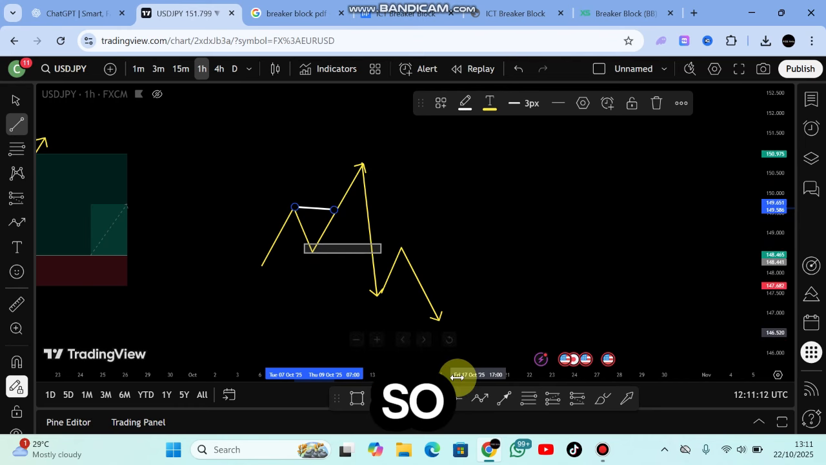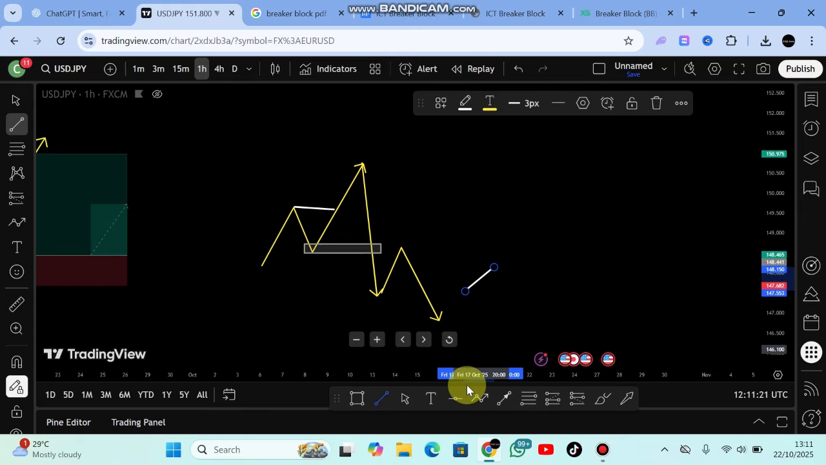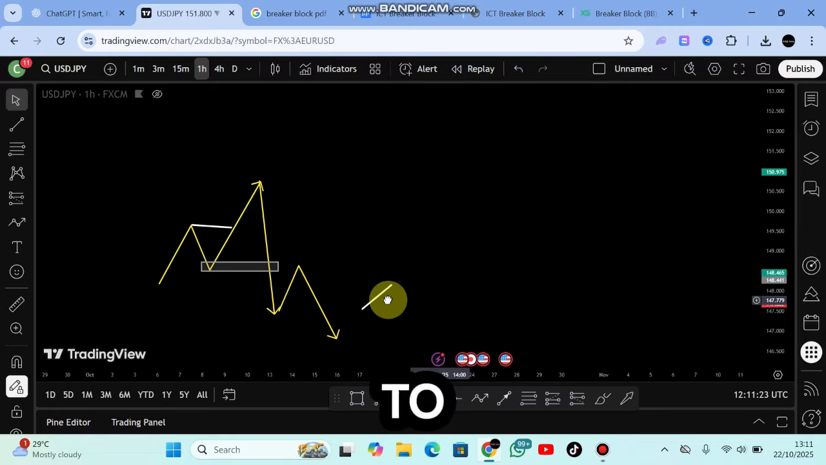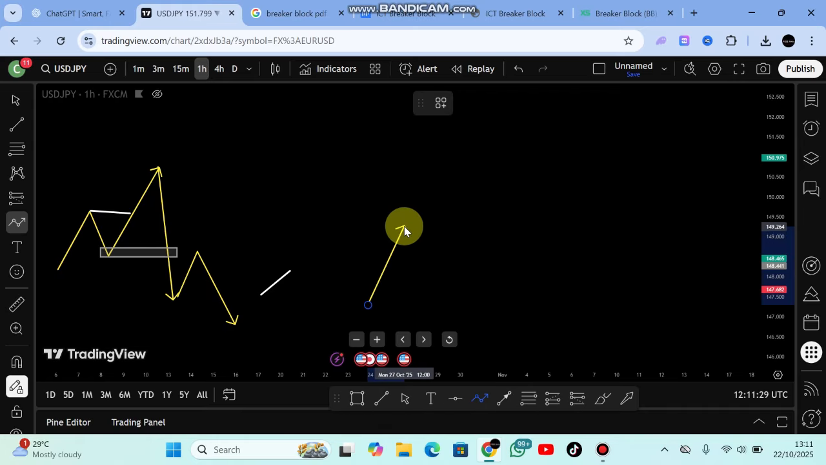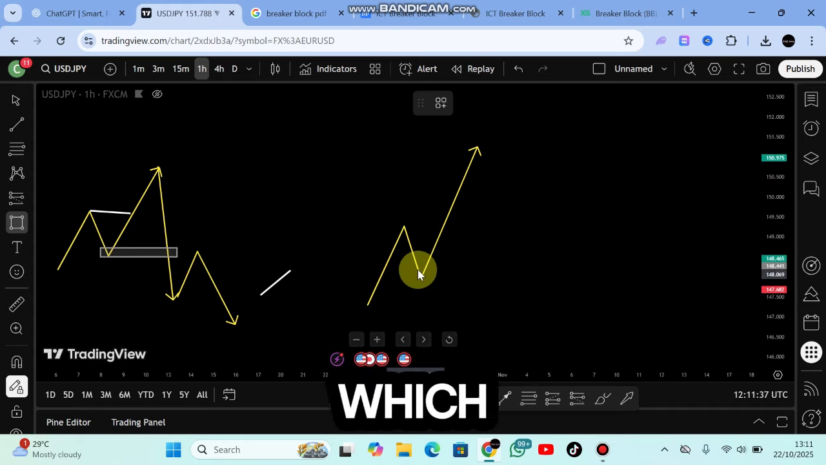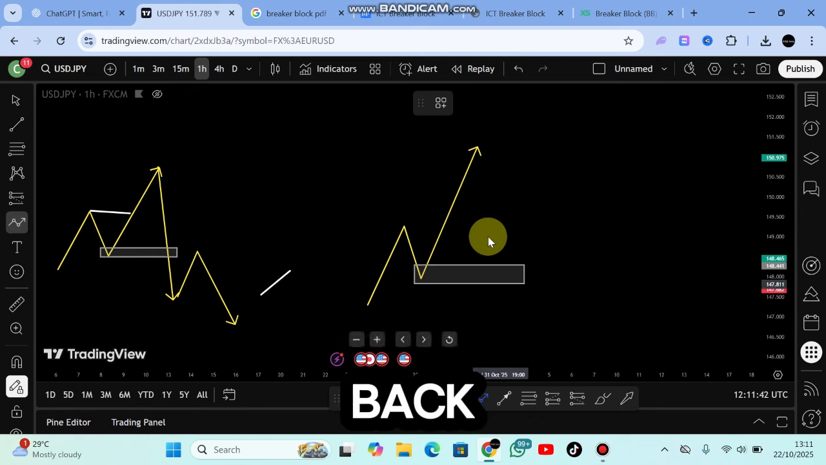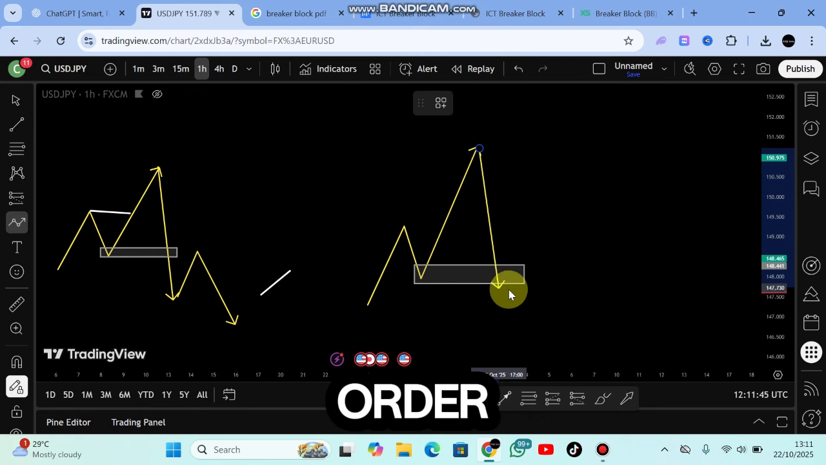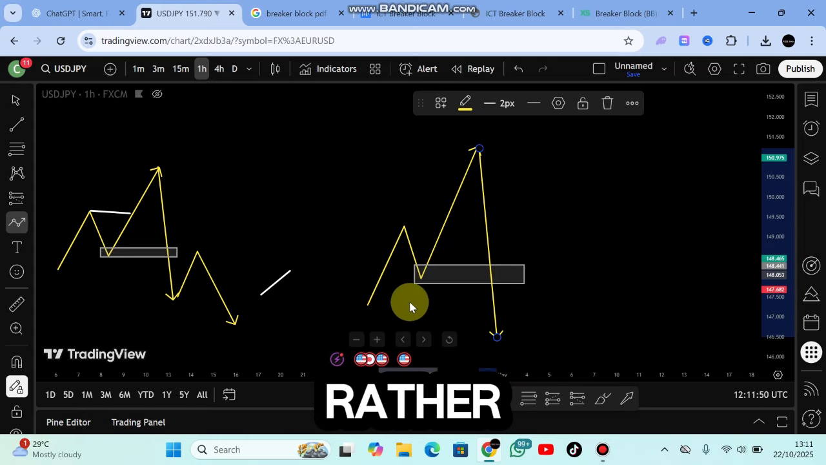Simply, there are two types of breaker block. We have the bullish breaker block and the bearish breaker block. For the bearish breaker block, you need to see something like an uptrend. For example, price breaks structure to the upside, you identify your order block, and you draw your order block. Then immediately price comes back and breaks through this order block, know that this is not an order block, rather a breaker block.